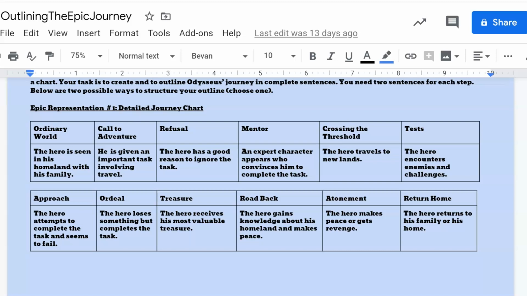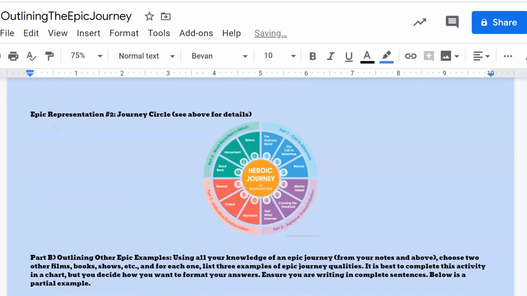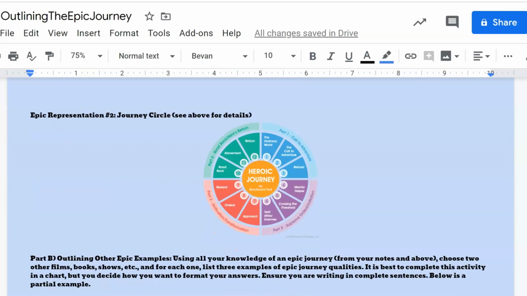For step number 11, that's atonement. Atonement also means that he makes more peace and he is able to get revenge. So road back and atonement kind of go together. Road back is more like he gets the knowledge, and then atonement is actually the action. And finally, return home is when he is able to return to his homeland, to his family. So as you can see, it goes in a circle, which is why a lot of people make it look like this, because it is a circle. It's kind of like a wheel.